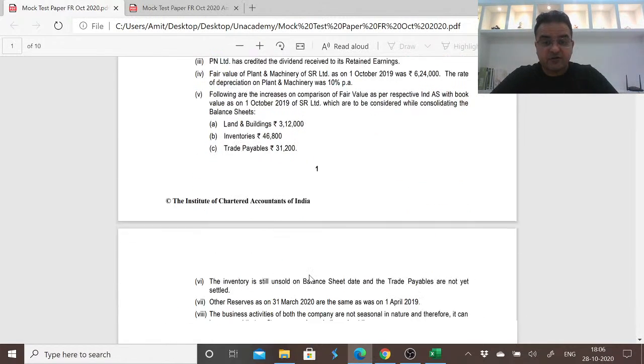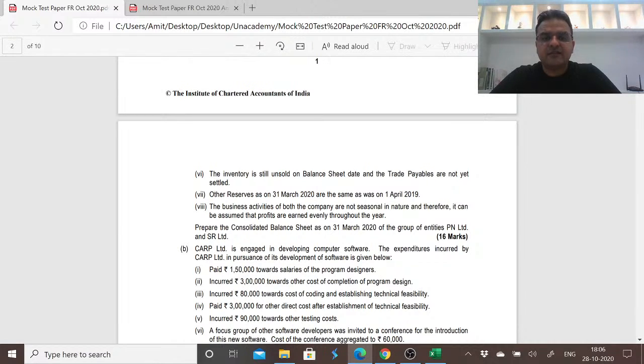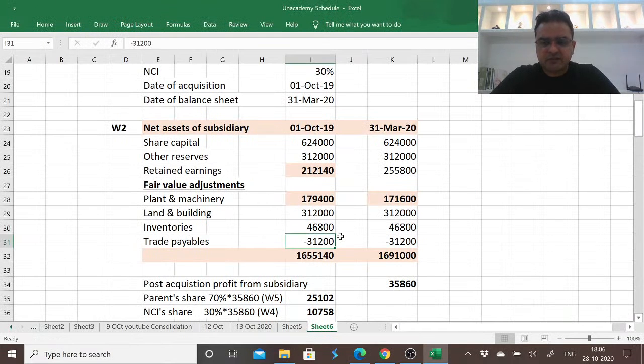Now reading further, we got to know that the inventory is still unsold on balance sheet date and trade payables are not yet settled. That means these are the same amounts on the date of balance sheet as well. Land and building, since there is no information given, we assumed that there is no depreciation charged on it. So in spite of the increase of 312,000, we included it as non-depreciable component and we included 312,000 on the date of balance sheet as well, the same amount.